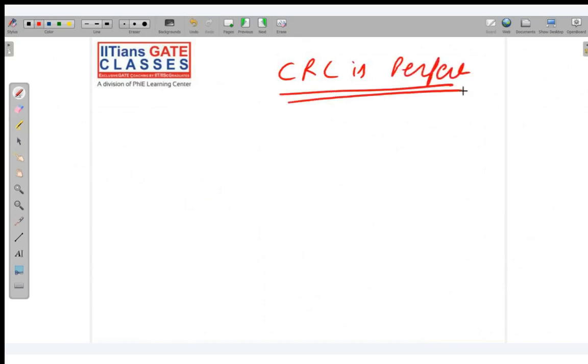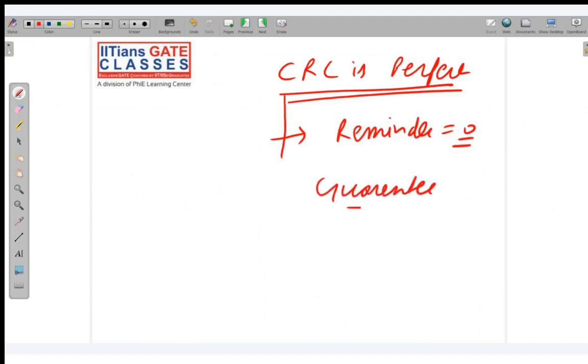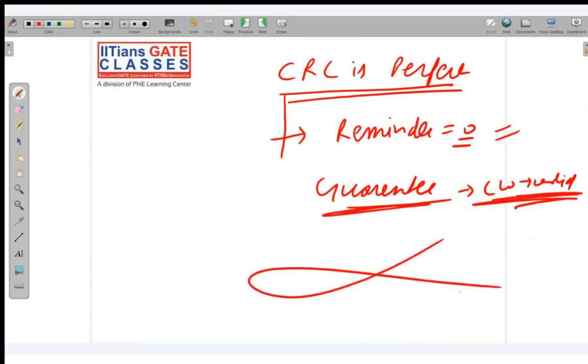I want to answer this question: we have got the remainder 0. Now, is it guaranteed that your code word is valid, or might some error be there? That is the question. You all might be thinking that whenever we get remainder 0, it is guaranteed that the code word is valid. But actually it is not. So in the next lecture, we will start from here itself and try to prove it.